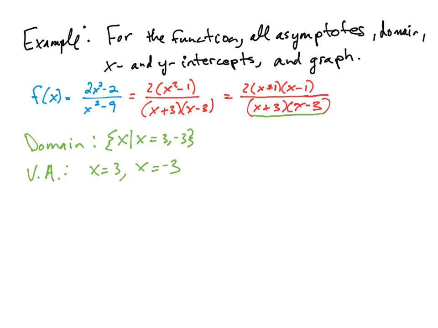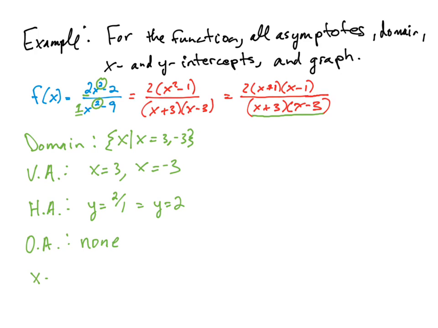For the horizontal asymptote, because the degree of the numerator and the degree of the denominator are both 2, we just look at the leading coefficients of the numerator and the denominator. So the leading coefficient of the numerator is 2, the leading coefficient of the denominator is 1. So we would say the horizontal asymptote is 2 over 1, or just y equals 2 here. Because there's a horizontal asymptote, that means there is no oblique asymptote. Remember, we cannot have both a horizontal and an oblique asymptote.